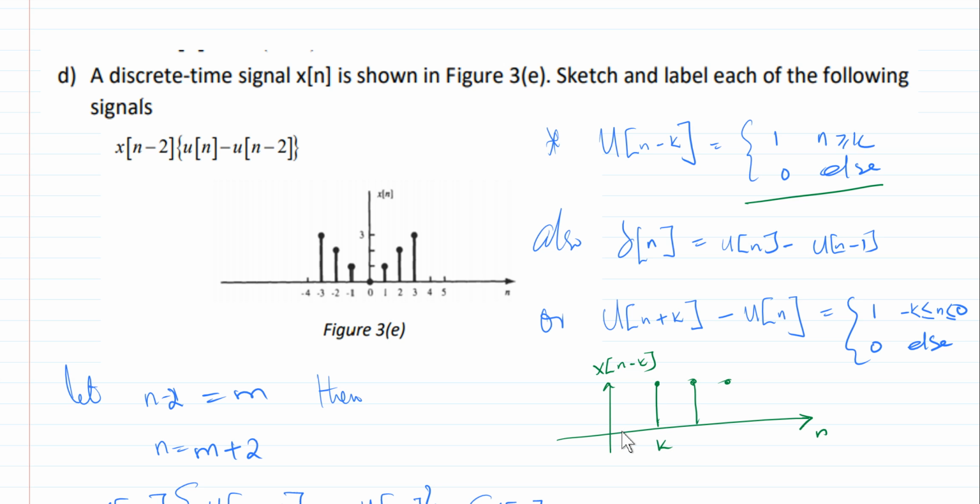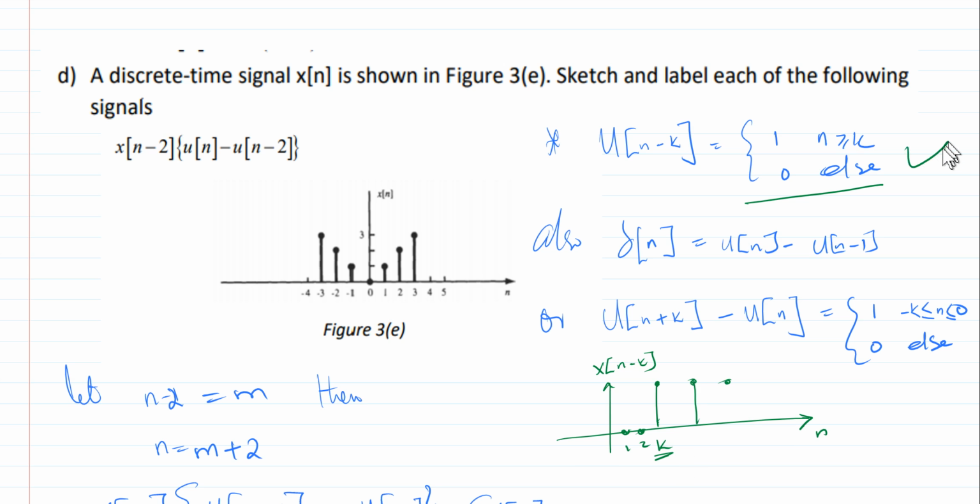So this will be at 0, 0, 1, 2, etc. That is how we represent the unit step function that is starting at k. It is normally called a delayed function. It starts at a delayed value of k.